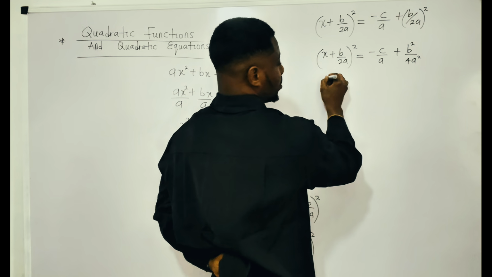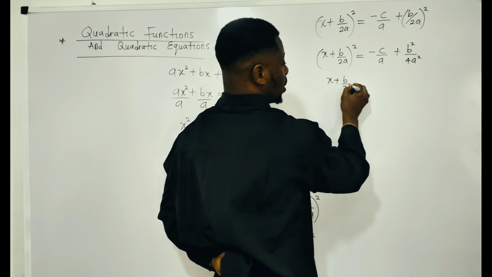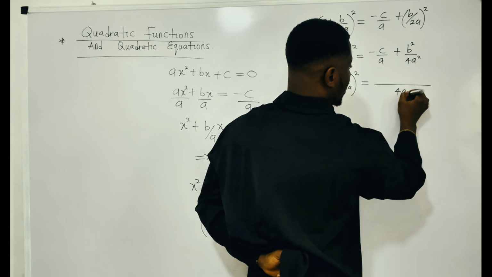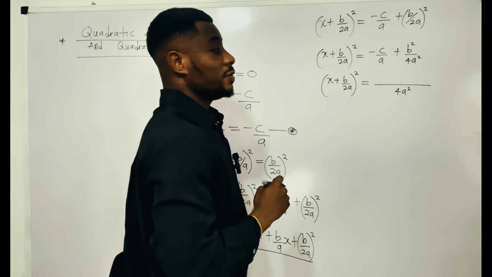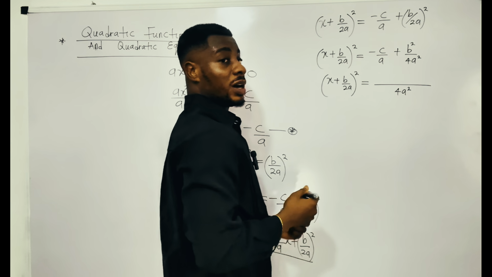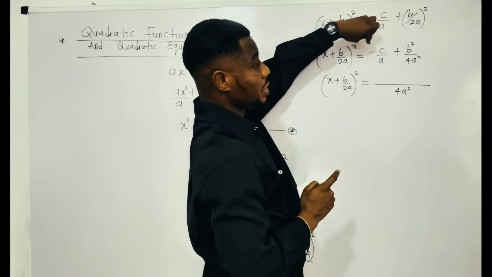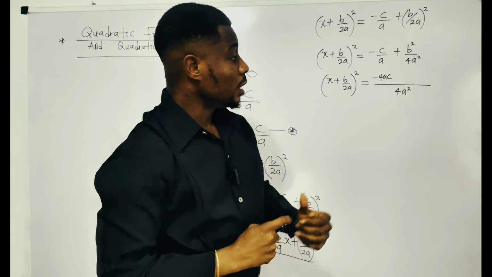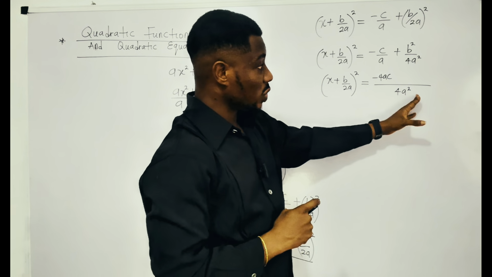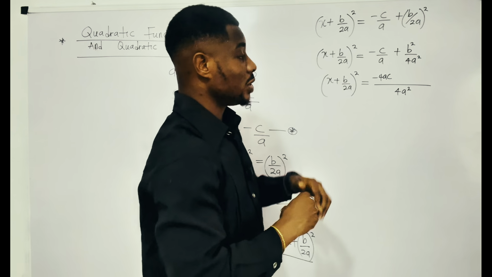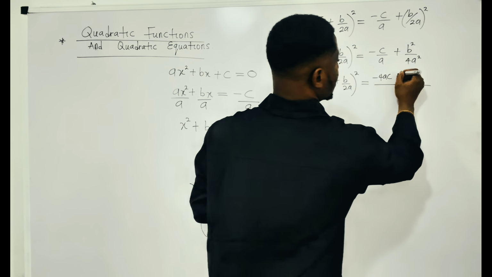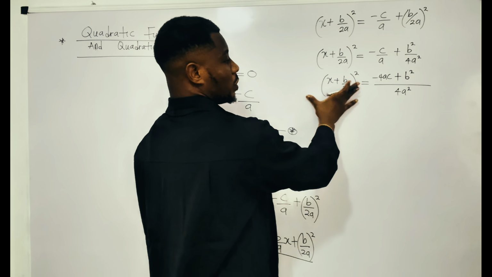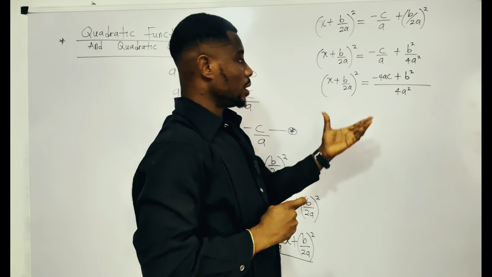Let's see what happens. So I'm having x plus b over 2a squared is equal to, the LCM here is 4a squared. Now if a should go into 4a squared, we have 4a left. So 4a multiplied by minus c gives us minus 4ac. Now come back again. 4a squared into 4a squared gives us 1. Then 1 times b squared gives us b squared. All right.